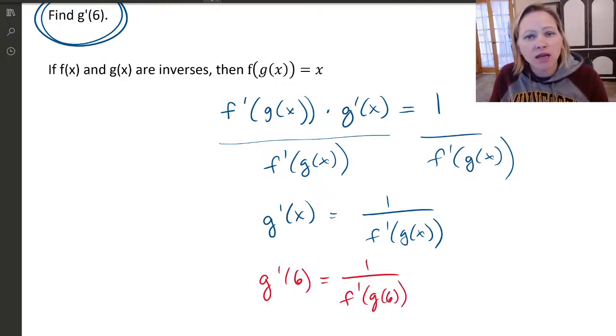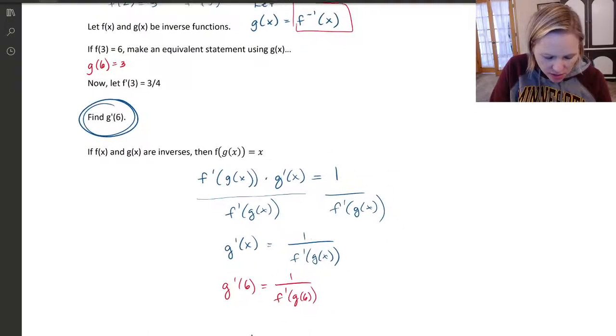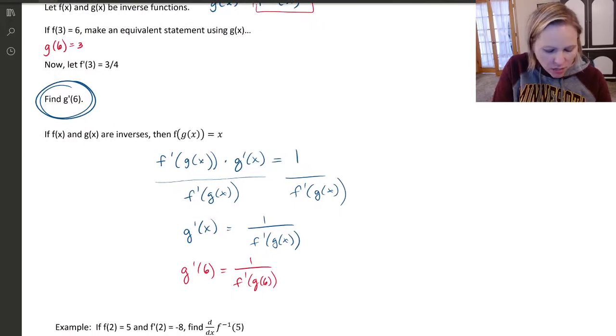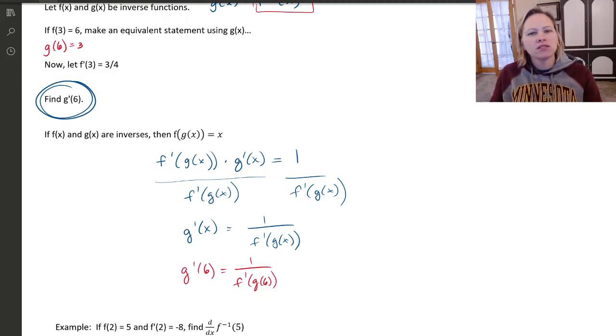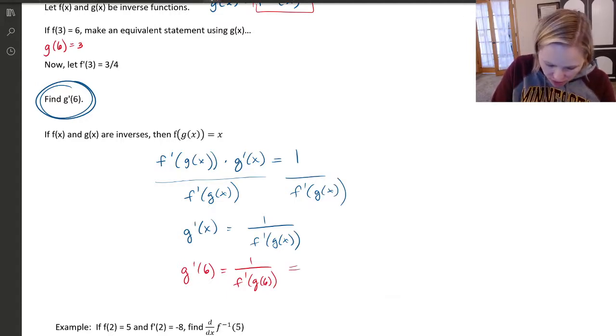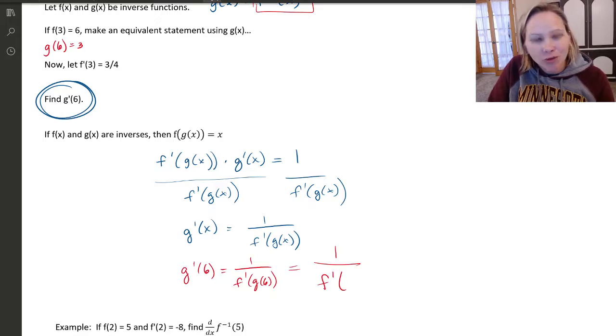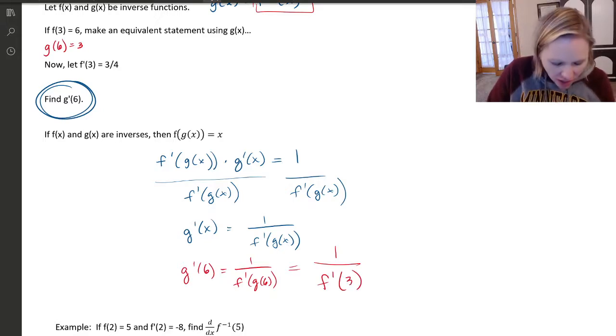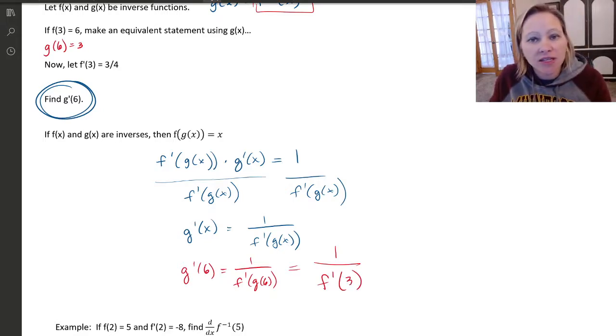Okay, so here's where it became really important to make that equivalent statement. So I'm going to zoom back out so we can see all the work that we've done so far. Right up here in the beginning I said, make that equivalent statement. Put the 6 and the 3 in terms of the inverse. The reason we did that is because now, oh look, g of 6 is 3. So if I continue writing this out, g prime of 6 is 1 over f prime of g of 6. Well, that's 3. And hey, looky there, f prime of 3 is given to us.